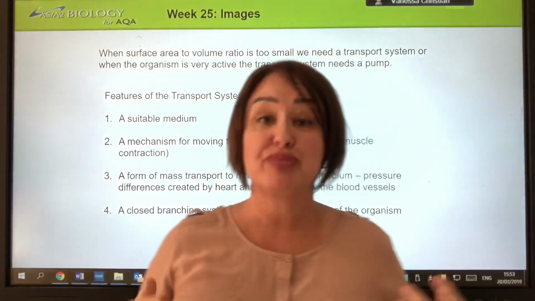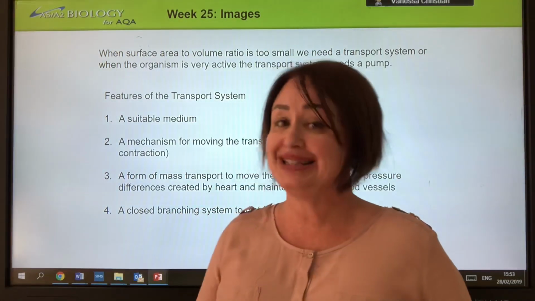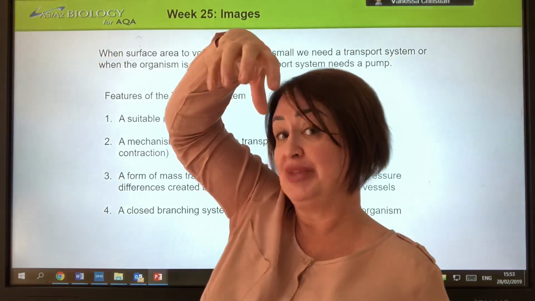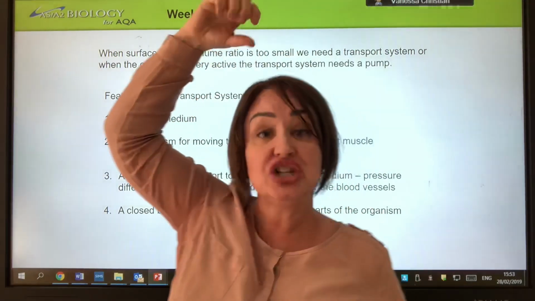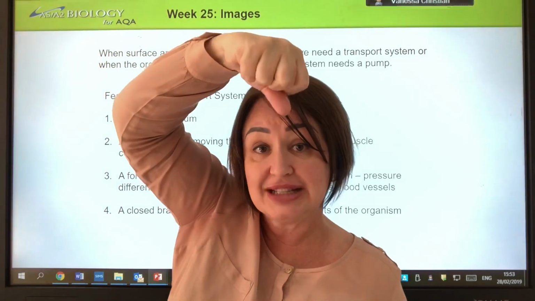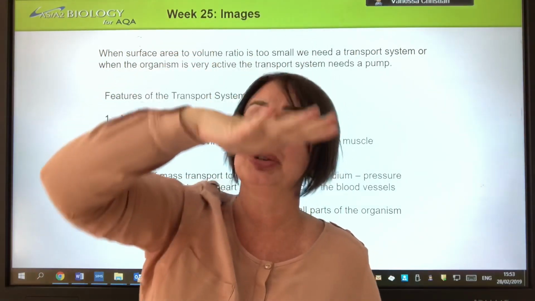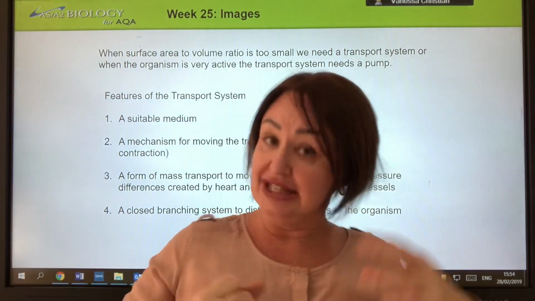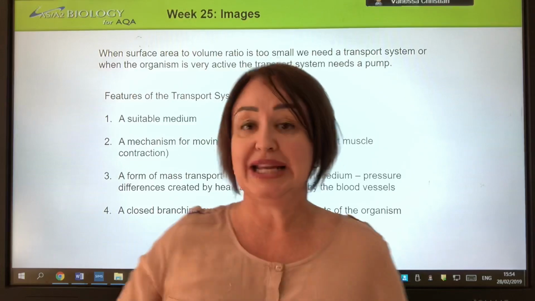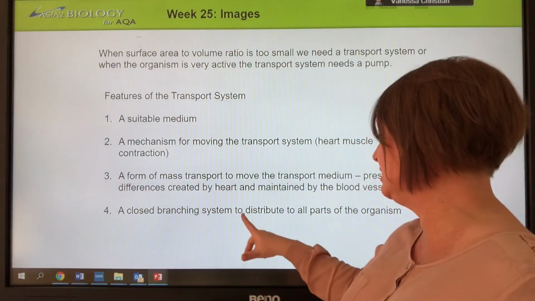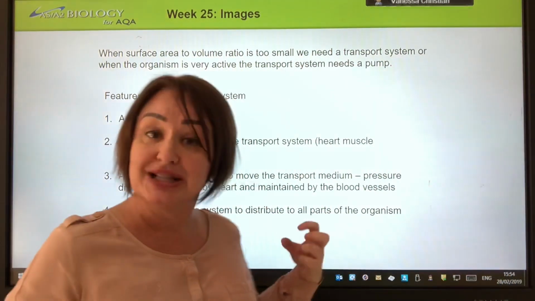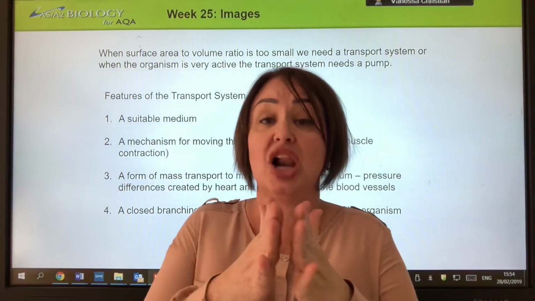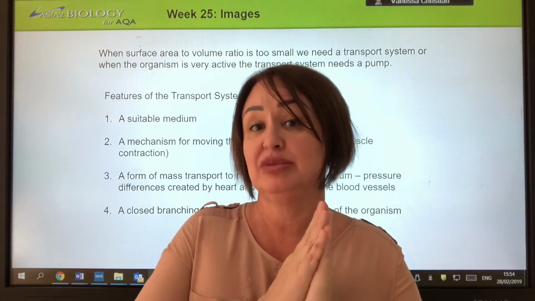Now that is created by pressure differences, and we come back to this a lot in a couple of lessons' time. What is it that moves blood from the atrium into the ventricle? It's the change in pressure. As the muscle contracts, it increases the pressure and the blood is squeezed to an area of low pressure. That's how it moves from the ventricles into the blood vessels also. We also need a closed branching system to help distribute and transport the transport medium to all parts of the body so that it lies in as close proximity to cells as possible.